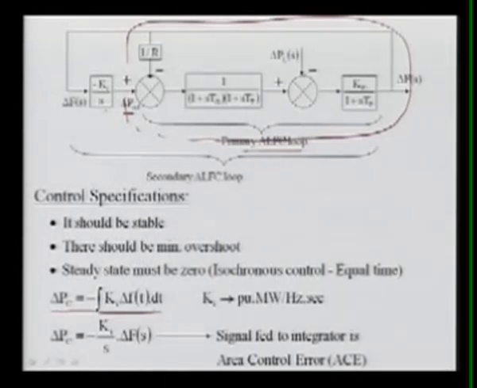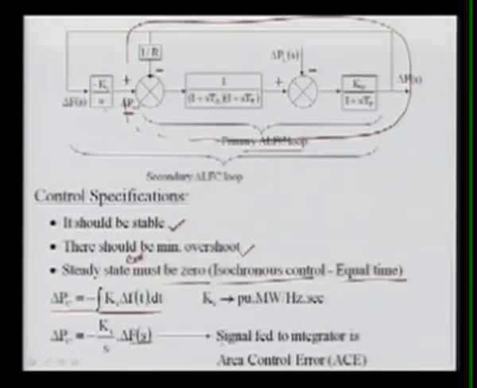So, to recap the control specification: it should be stable, there should be minimum overshoot, and the steady state error must be 0, and it should be isochronous control, meaning equal time control. Here the change in power is given by a raise and lower command, which is one command, and it is the negative of the integration of Ki, the gain, multiplied by the change in frequency with dt. If you take the Laplace transform, we get Ki upon s and change in f(s).